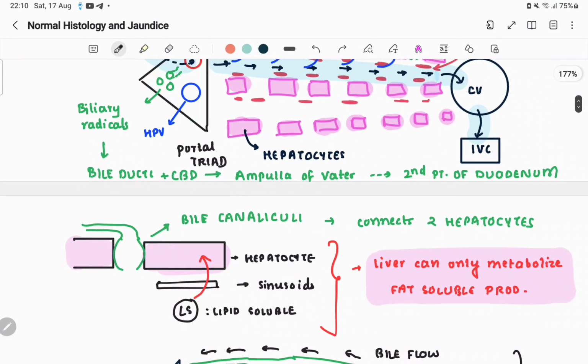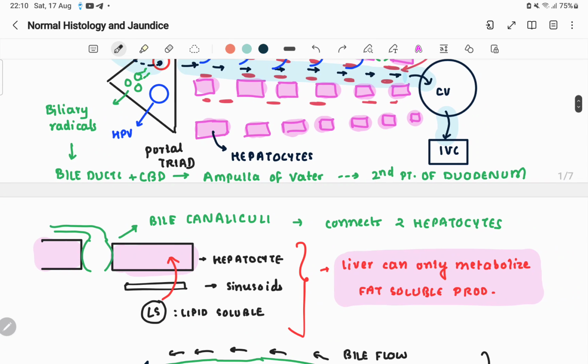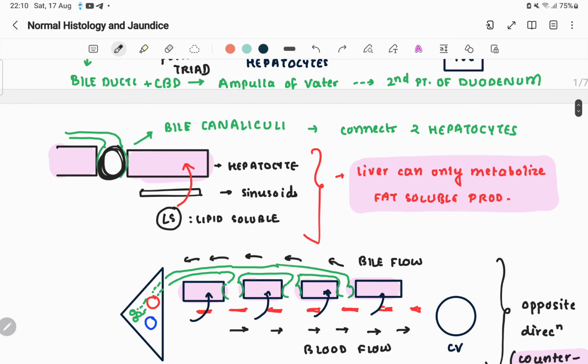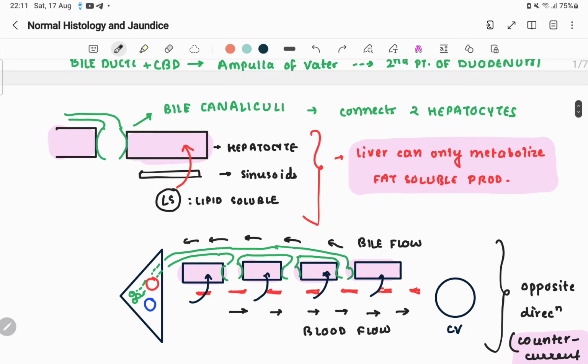This drains into the bile duct and the common bile duct. Okay, all the bile ducts go to the common bile duct. This goes to the ampulla of Vater, and it goes to the second part of the duodenum. These sinusoids are called the bile canaliculi, which connect the two hepatocytes. I told you it is between the two adjacent hepatocytes, right?